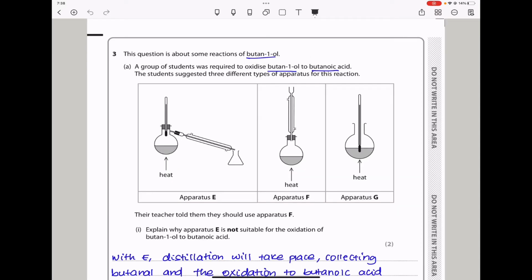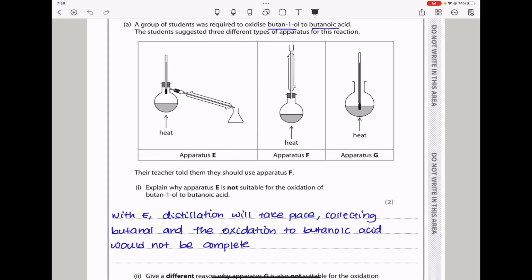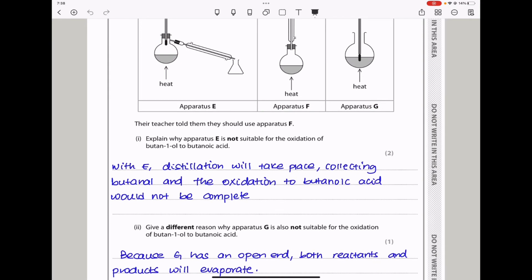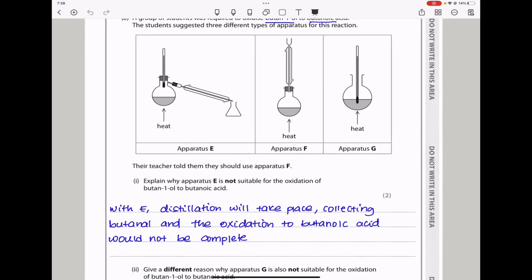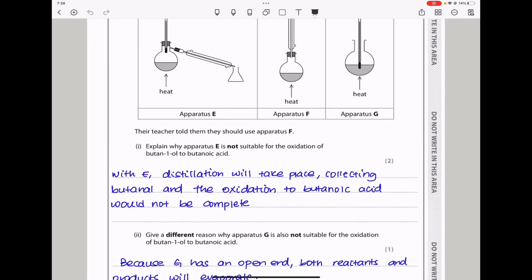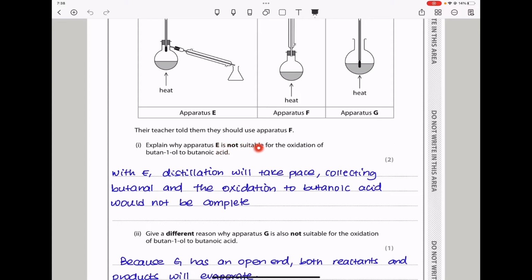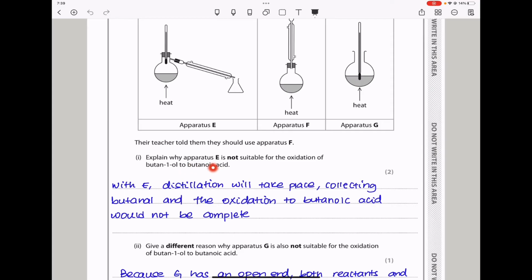In question 3, they say this question is about some reactions of butan-1-ol. They say a group of students was required to oxidize butan-1-ol to butanoic acid, and the students suggested 3 different types of apparatus for this reaction. So we have this apparatus E, we have F as well as G, and they say their teacher told them they should use apparatus F. This is heating under reflux, and they say explain why apparatus E is not suitable for the oxidation of butan-1-ol to butanoic acid. If our aim is to create butanoic acid, then we need complete oxidation.